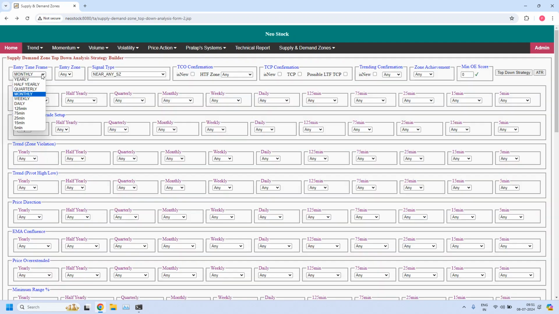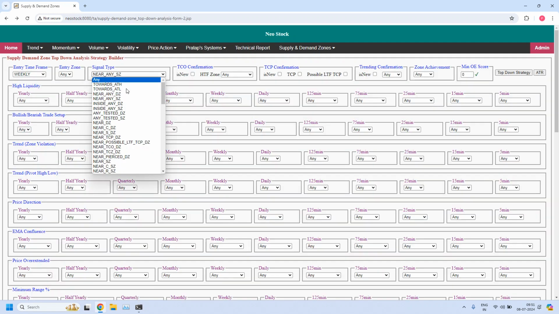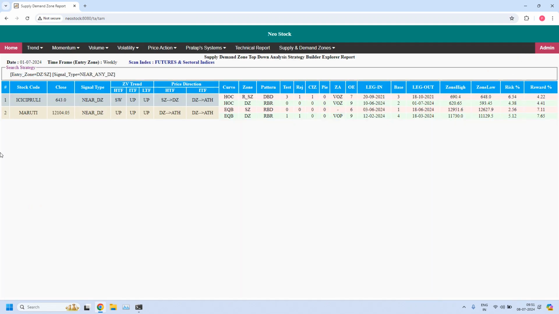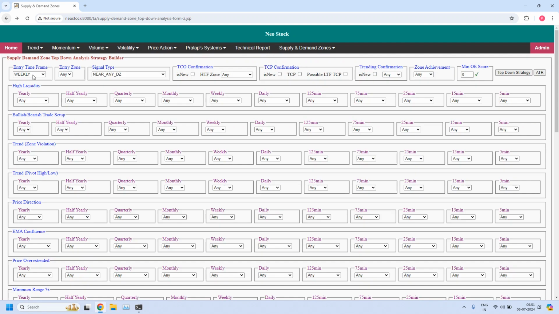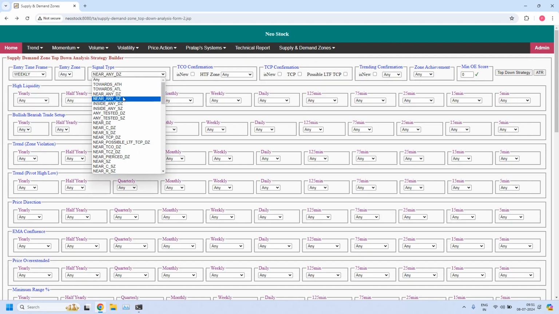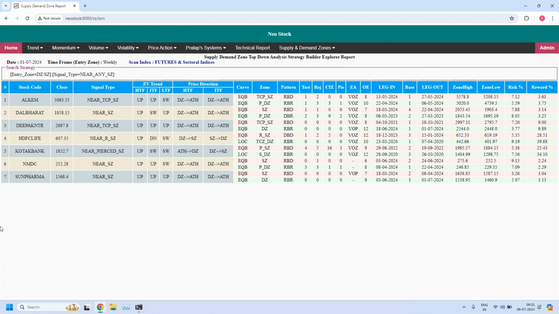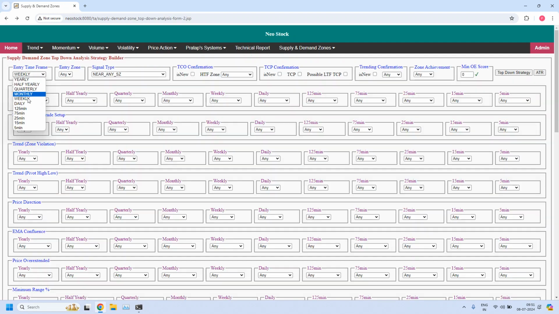I am changing the time frame to weekly. Let us find the stocks near weekly demand zone. 2 stocks are filtered. Going back, and for weekly time frame, let us find the stocks near weekly supply zone. 7 stocks are filtered near to the weekly supply zone. Going back, changing the time frame to daily.